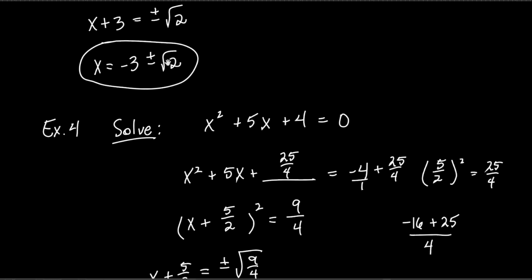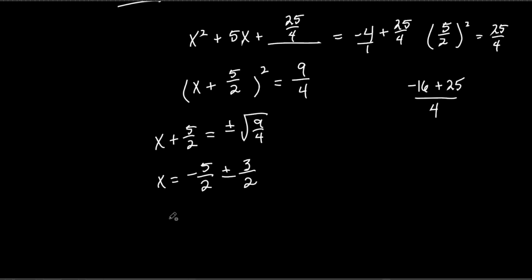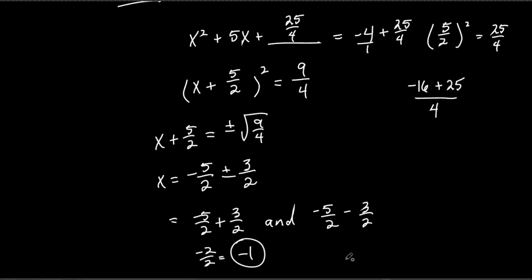But I'm not going to leave it like this. I left it like that before because I had a square root. But with these, you can actually get an actual number, and not a square root. So this is negative 5 halves plus 3 halves, and it's also negative 5 halves minus 3 halves. Almost done. Hold on. Negative 5 plus 3 is what? Negative 2 over 2, which is negative 1. That's one of my answers. What's this? That's negative 8 over 2, which is negative 4. That's my other answer. Those are my two answers.